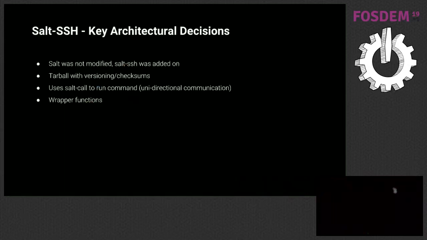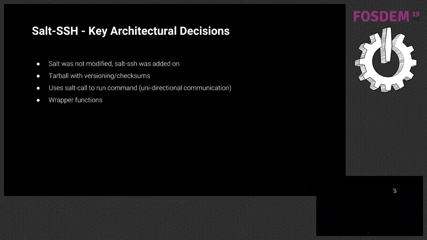So now that we've shown you what's going on underneath, you'll probably not remember all of that code. So what are some of the key architectural decisions to summarize all of that? One thing that's important to know is Salt was not modified to add Salt SSH. Salt SSH was added on top of it. And that's where you can see things like the wrapper functions, where we didn't want to edit Salt. We use the tarball, where we tar everything up on the master, we determine what needs to be included on that, and then we send it over and run it on the minion.